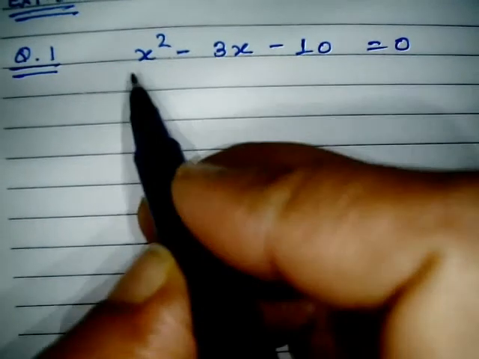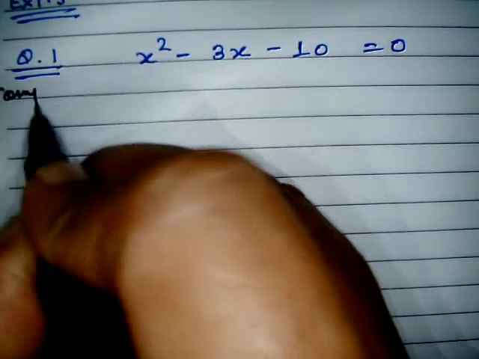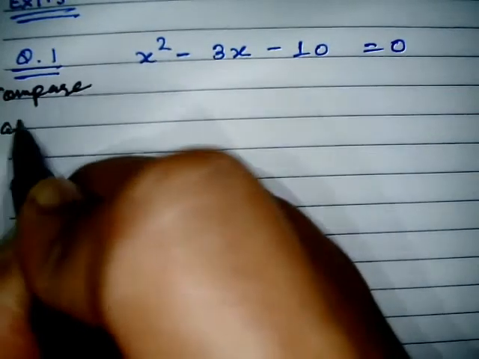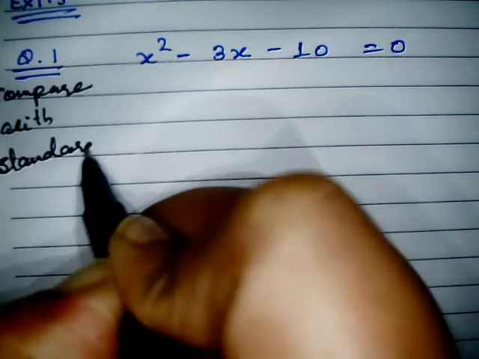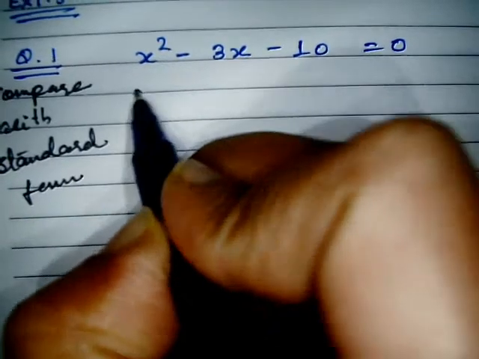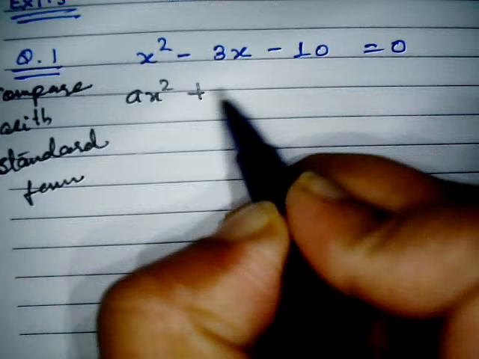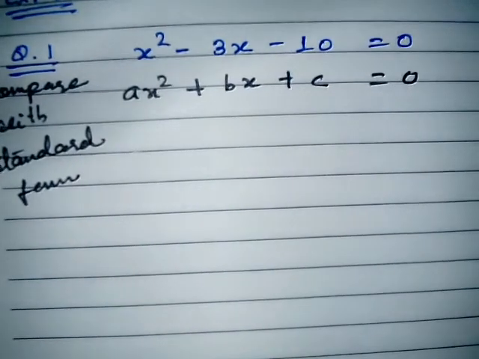So this equation I need to compare with the standard form. Okay, what is the standard form? The standard form is ax square plus bx plus c equals 0. So we can see it over here.